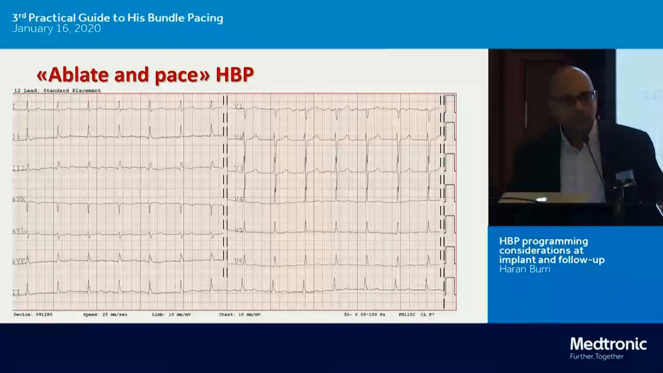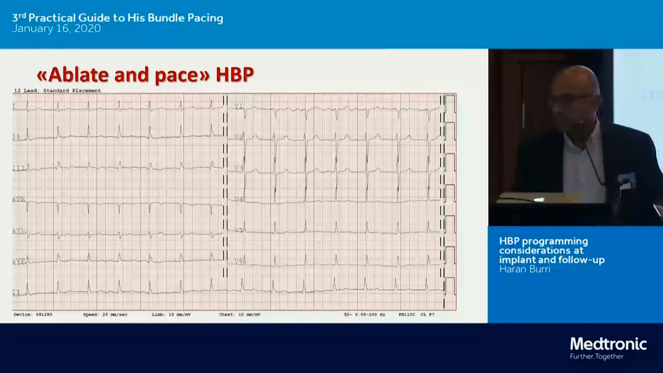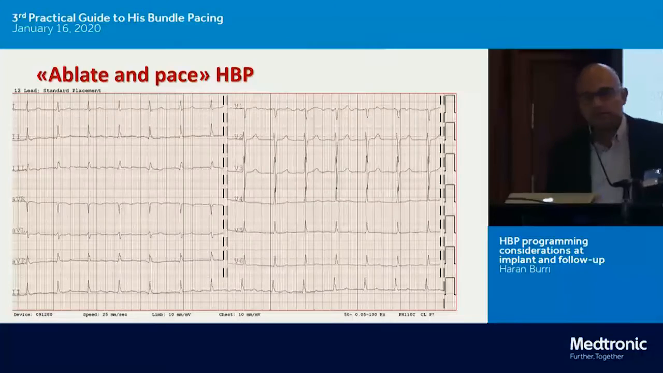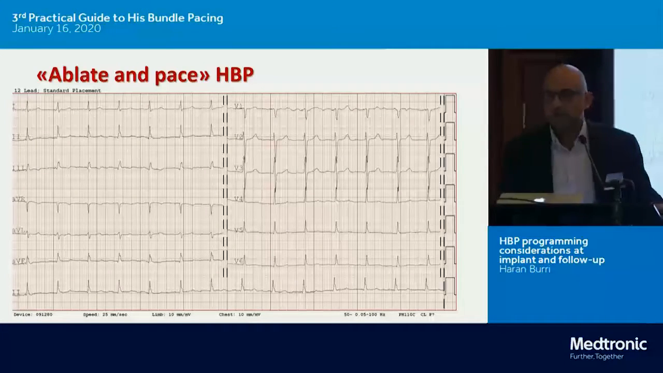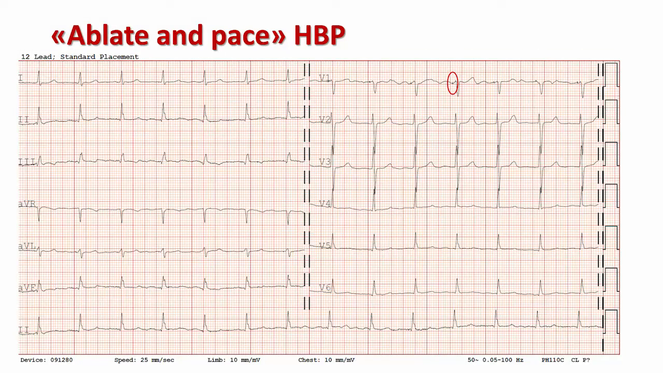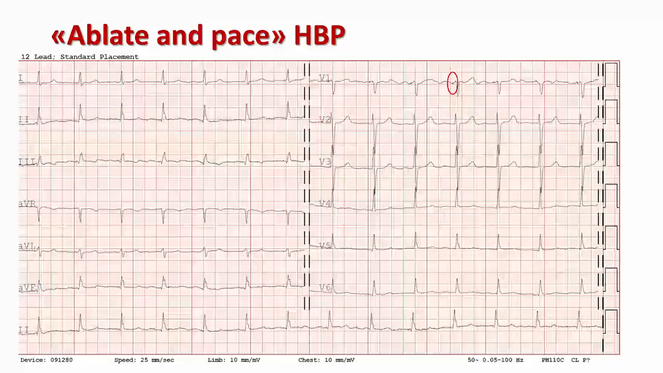This is a patient who has HIS bundle pacing and who's got complete AV block after AV nodal ablation. And if you look at this, or if your referring physician looks at this, he probably thinks that for some reason the conduction has recurred. But then if you look very carefully, there's actually a tiny pacing spike there. So this patient is actually having HIS bundle pacing, but that may not be apparent to everybody.